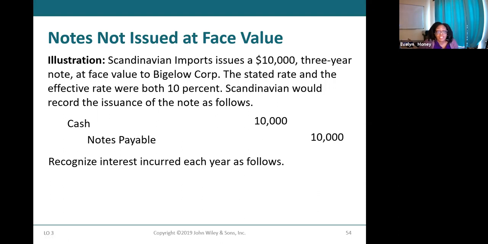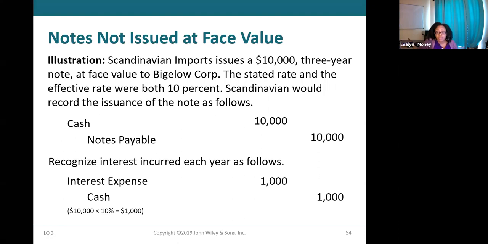We're going to recognize the interest that happens every single year because with this particular loan, we're probably going to pay back the full $10,000 at the end of the 3-year period, but we're required to pay interest annually. So we debit interest expense and we credit cash every year until the note matures.